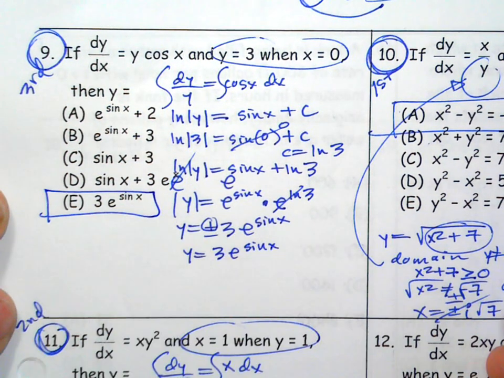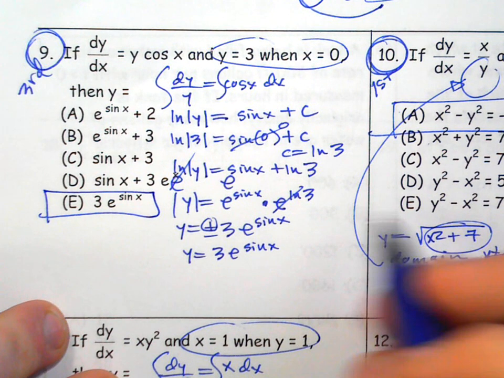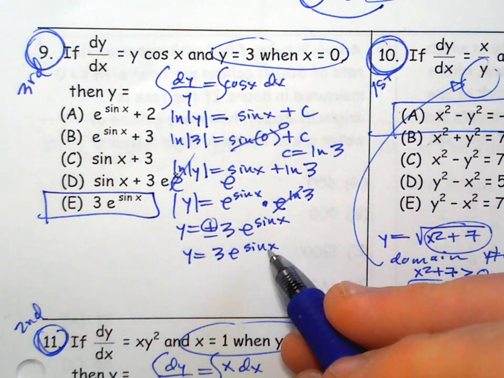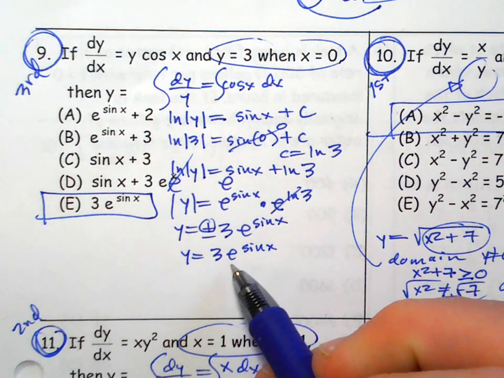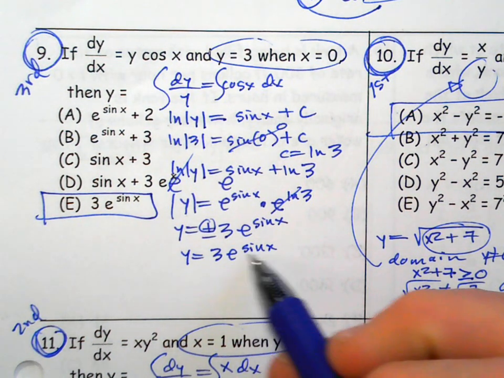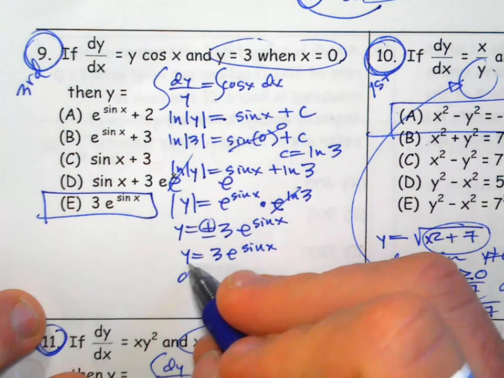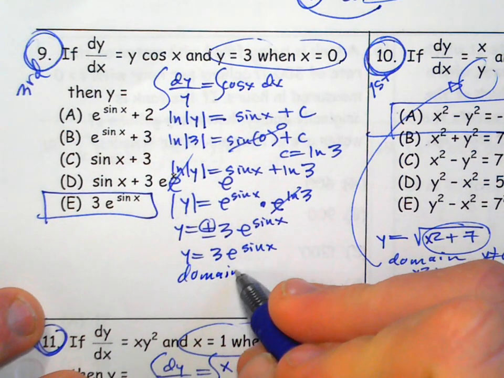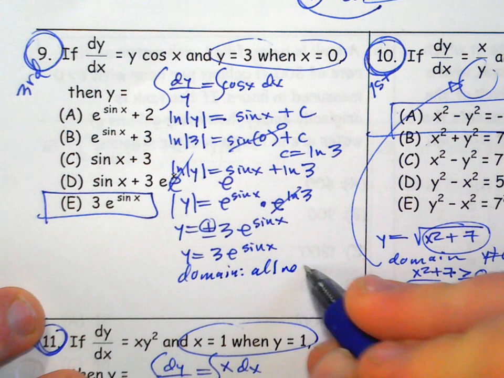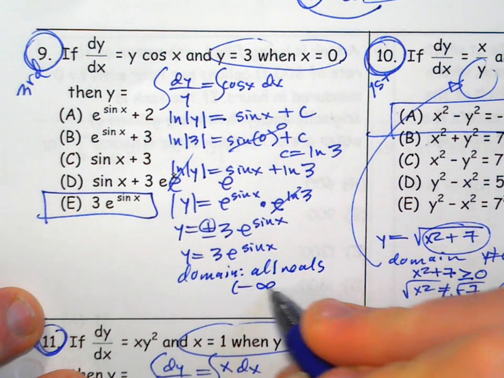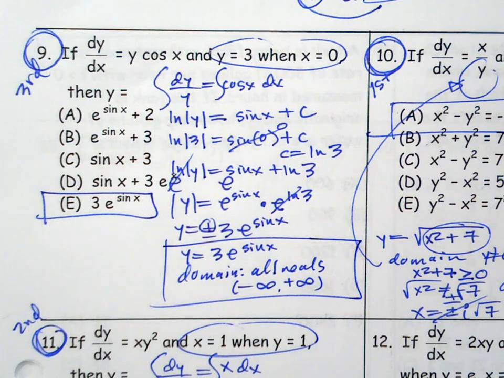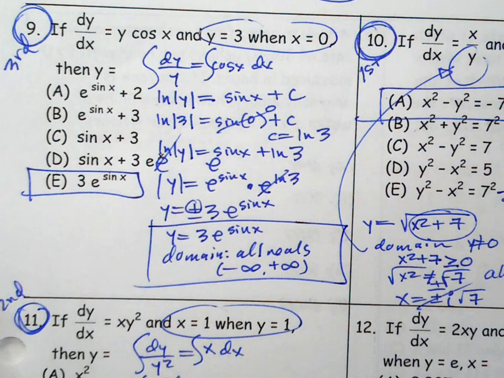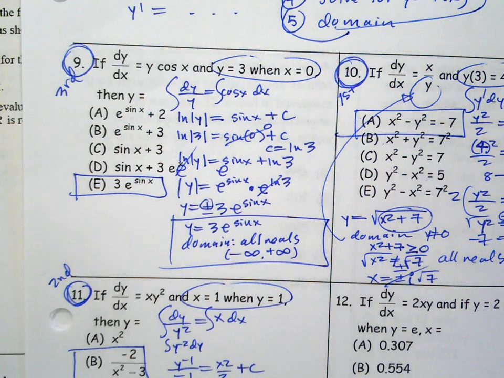Now the domain, what would the domain be? Are there any values of x we can't plug in sine? No. Any values of x we can't plug in cosine? No. Any values you can't raise e to? No. So the domain is all reals. But as interval notation, it'd be negative infinity, positive infinity for free response problems. Okay, you guys are going to do the rest on your own after we try some more problems. So let's go to the next page.